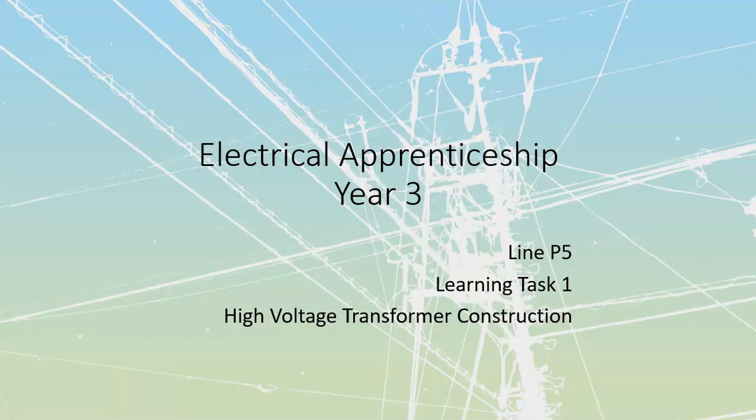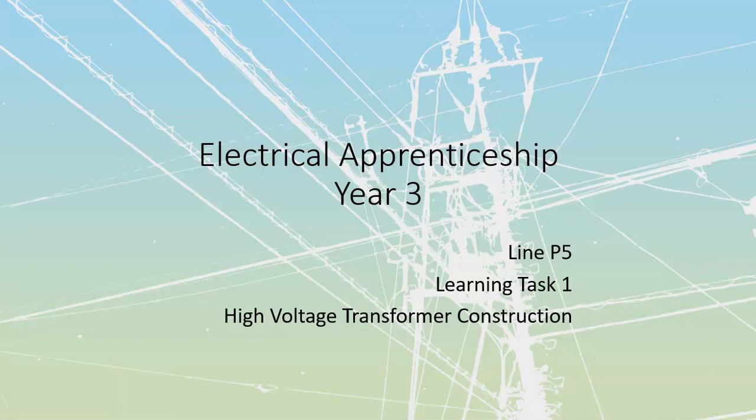All right, line P5, learning task 1. We have now moved out of our low voltage transformers and we have gone into high voltage transformers. And once again, we just need to reiterate where our breakdown line is for low to high voltage. For us as electricians, anytime that we pass over 750 volts, according to the Canadian Electrical Code, we have then moved into the high voltage range. So these are all going to be things that are placed over the 750 volts.